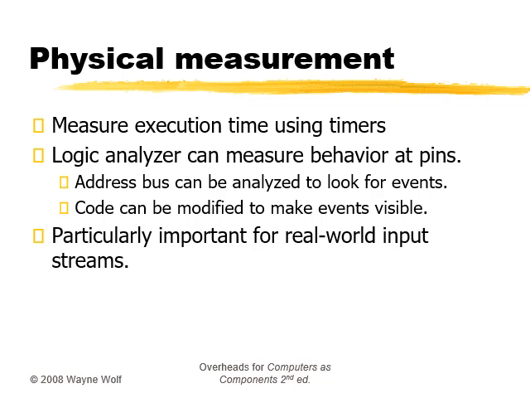As I've talked to you about physical measurement, we can measure the time of the program execution with the help of timers, and in that case we have to modify our code so that the timer gets started and then gets stopped at the end of the program. Another way for physical measurement is a logic analyzer, which can measure the behavior at pins or bus. The address bus can be analyzed to look for events, so we can look at the address bus for a number of events. Code can be modified to make events visible. This is particularly important for real-world input streams, so we prefer physical measurement for program performance analysis when we have data coming from the real world, using timers and logic analyzers.